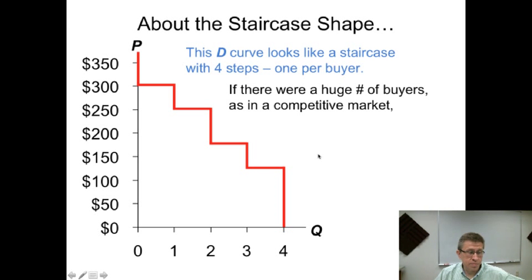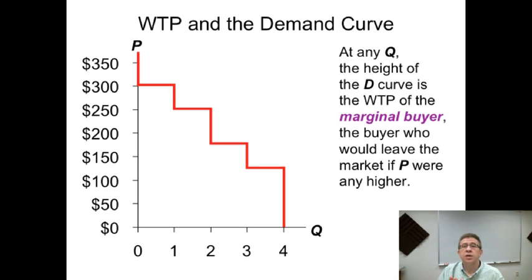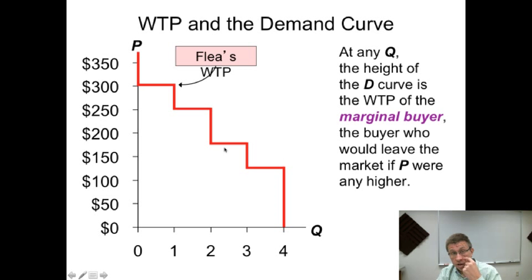The term that Mankiw uses for this is a staircase, 1 step per buyer. Once you start to get a huge number of buyers, it looks more like the smooth curve that we typically will graph. So at any quantity, the height of the demand curve is the willingness to pay of the marginal buyer. Pick a quantity of 3. How tall is this? $175, right? That's the willingness to pay of the marginal buyer who would leave the market if the price dropped any lower.